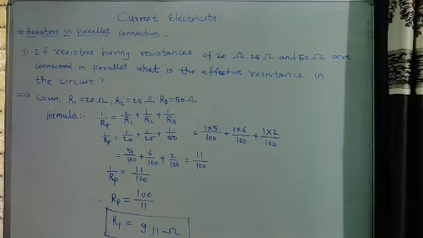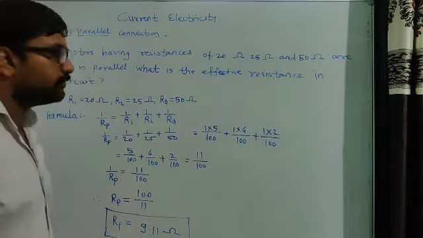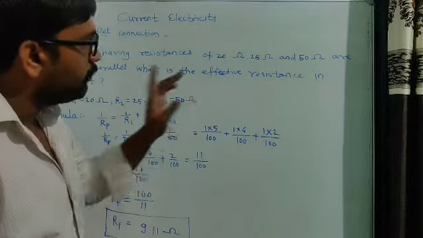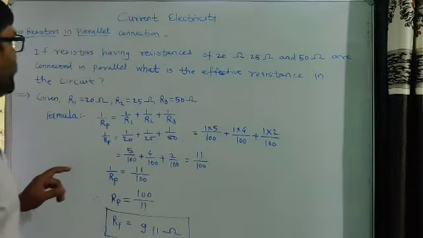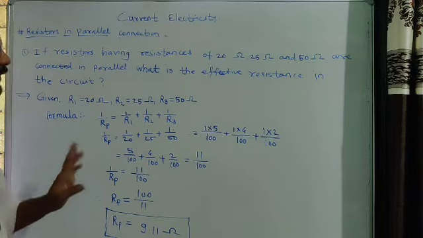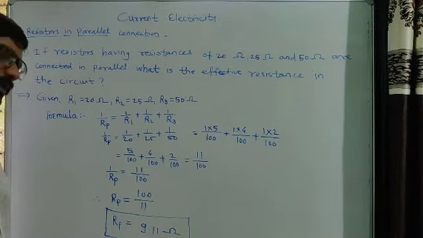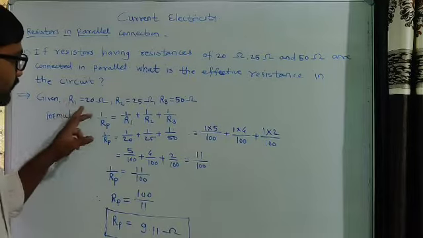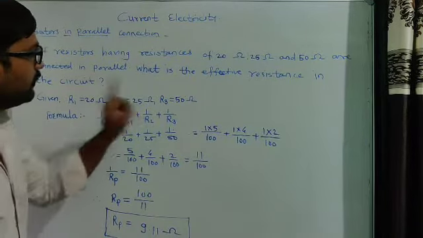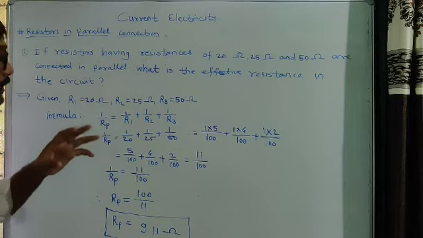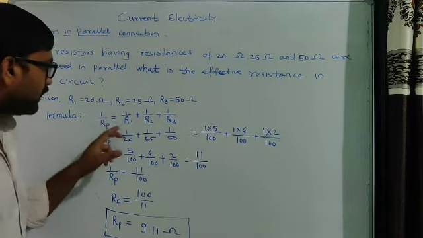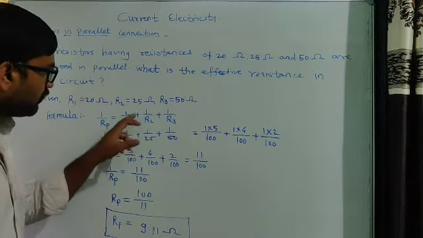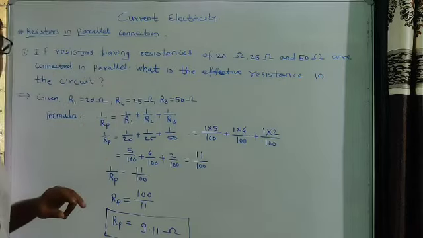Now the next problem is: if resistors having resistances of 20 ohm, 25 ohm and 50 ohms are connected in parallel, what is the effective resistance in the circuit? Okay, same way, again we have to write all the given resistances: R1 is 20 ohm, R2 is 25 ohm and R3 is 50 ohm. Now look at the formula: 1 by Rp is equal to 1 by R1 plus 1 by R2 plus 1 by R3.